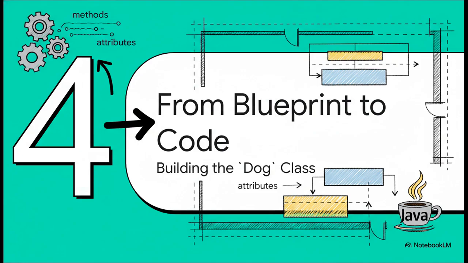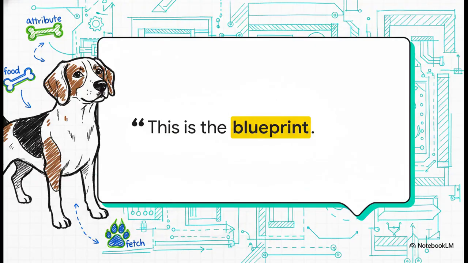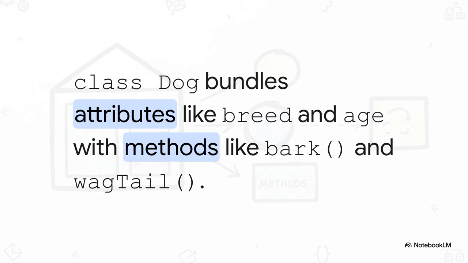For section 4, let's put it all together and see what the whole blueprint looks like in a real programming language, like Java. In programming, we call this blueprint a class. A class is like the master template, the container that groups together all the attributes and methods that define what a dog is and what it can do. And here it is, the blueprint brought to life. Inside our Dog class, you can see we list the attributes right up top, the breed, the age, the name. And then right below them, we define the methods, the actions, like bark and wagTail. See how it's all bundled together? All the related information is in one neat, logical package.